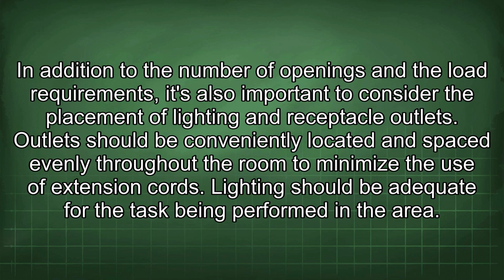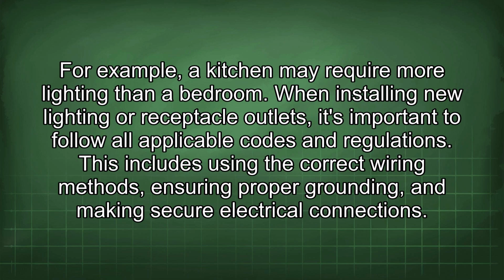In addition to the number of openings and the load requirements, it's also important to consider the placement of lighting and receptacle outlets. Outlets should be conveniently located and spaced evenly throughout the room to minimize the use of extension cords. Lighting should be adequate for the task being performed in the area. For example, a kitchen may require more lighting than a bedroom.